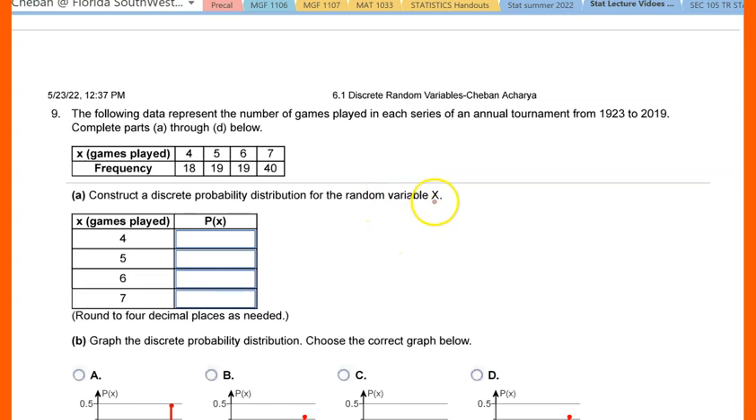Here the random variable is the number of games played. That's the random variable. To find the discrete probability distribution for the random variable X, you have to find P of X. This P of X is the same as the relative frequency.